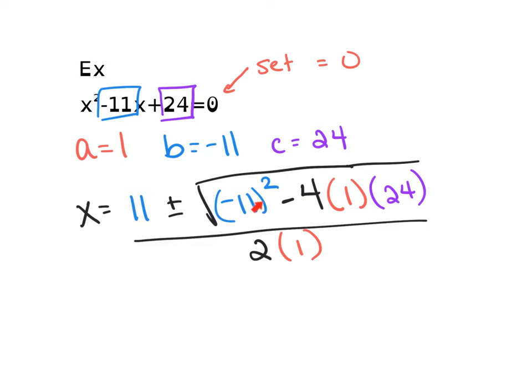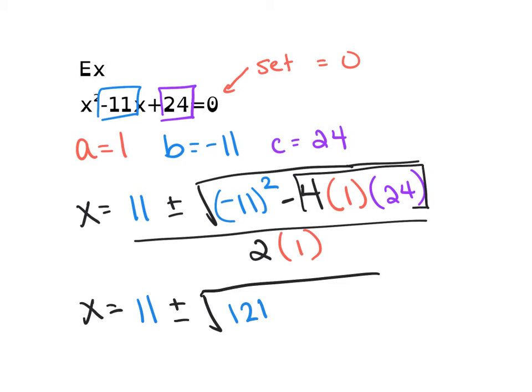And now all I'm doing is I can clean things up inside of this right here. I'm going to take negative 11 squared first. So that means that x is equal to 11 plus or minus the square root of negative 11 squared, which is a positive 121. Then I'm going to work on cleaning up just this part right here, and that's 4 times 1 times 24. I'm going to leave this sign right there, a negative. And 4 times 1 times 24 is equal to 96. And I'm going to divide all of that by 2 times 1, which is 2.